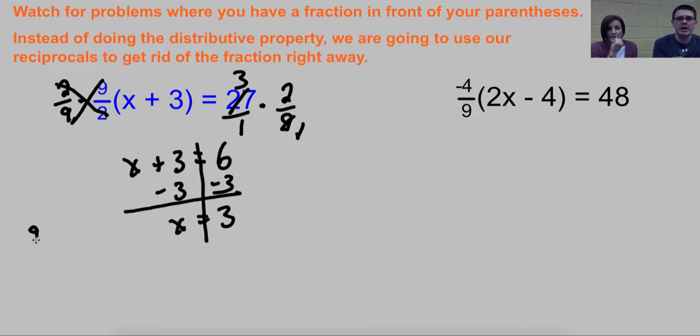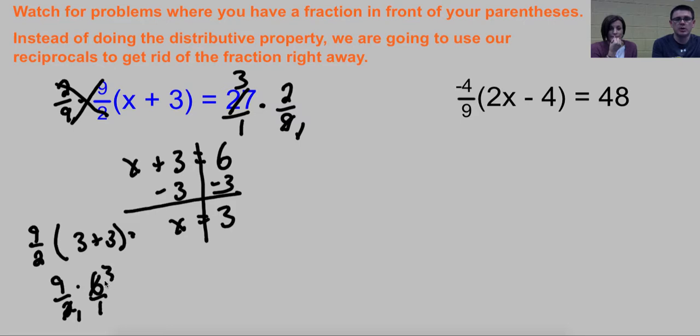Quick check. 9 halves. So we're going to do 3 plus 3. 3 plus 3 is 6 times 9 over 2. My 2 and 6, I can do a little cross simplifying and divide by 2. And I'm left with 9 times 3 is 27. That's what I wanted for my answer, so I know I am good. Good luck with this one.